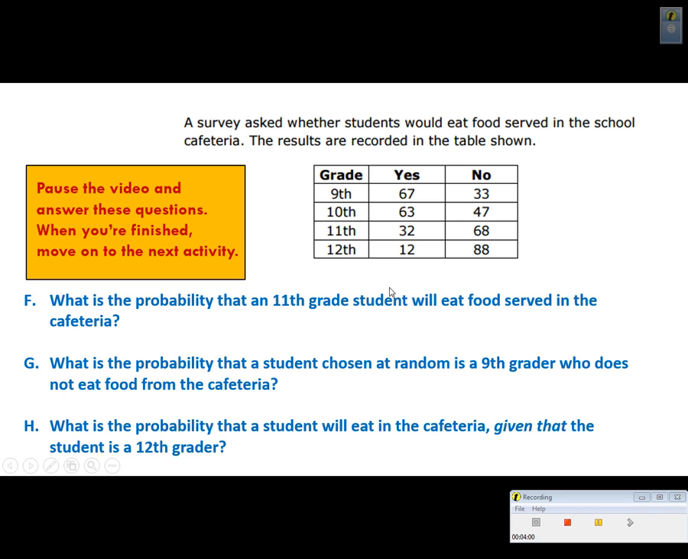So look at the 3 questions you have and give these a try using this table, and don't forget to find your totals to get that bottom number. So you can pause the video and do these 3 questions on your paper.